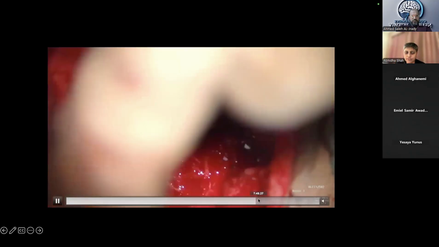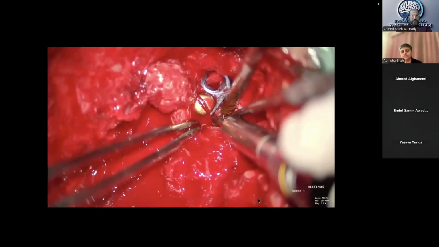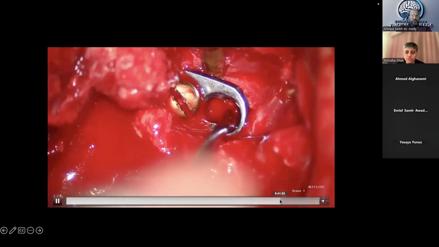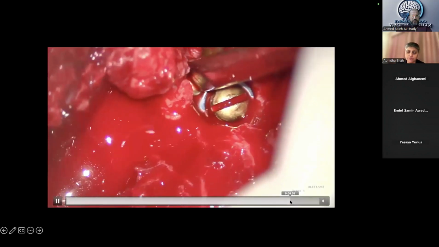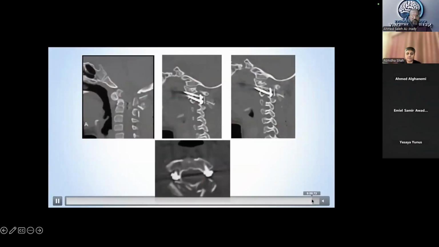So you can see that the whole vertebral artery has been mobilized out of the foramen, and now the C2 screw hole is being made, and the C2 screw will be inserted just above the vertebral artery after mobilizing it out of the foramen. And that is the end of the procedure. And you can see the screw. It is so close here, but the vertebral artery is safe and it is mobilized out. And this is the post-operative patient.